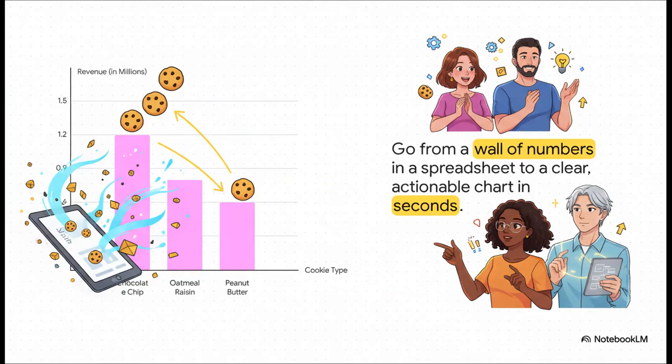What this really means is you can go from a giant, intimidating wall of numbers to a crystal clear chart like this in seconds. And the AI doesn't just make a pretty picture, it actually analyzes the data and points out the important trends, like, hey, chocolate chip cookies are absolutely crushing it.